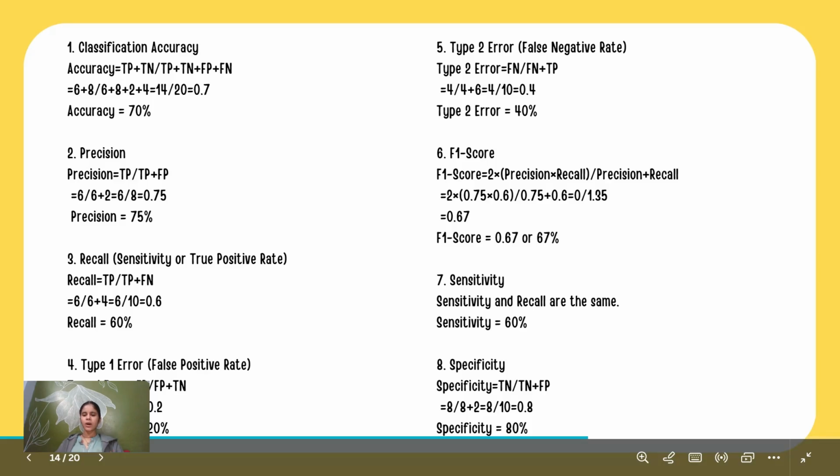For sensitivity, and the recall are same, so sensitivity is equal to 60%, and specificity equals TN upon TN plus FP, so the answer is 0.8, so specificity is equal to 80%.